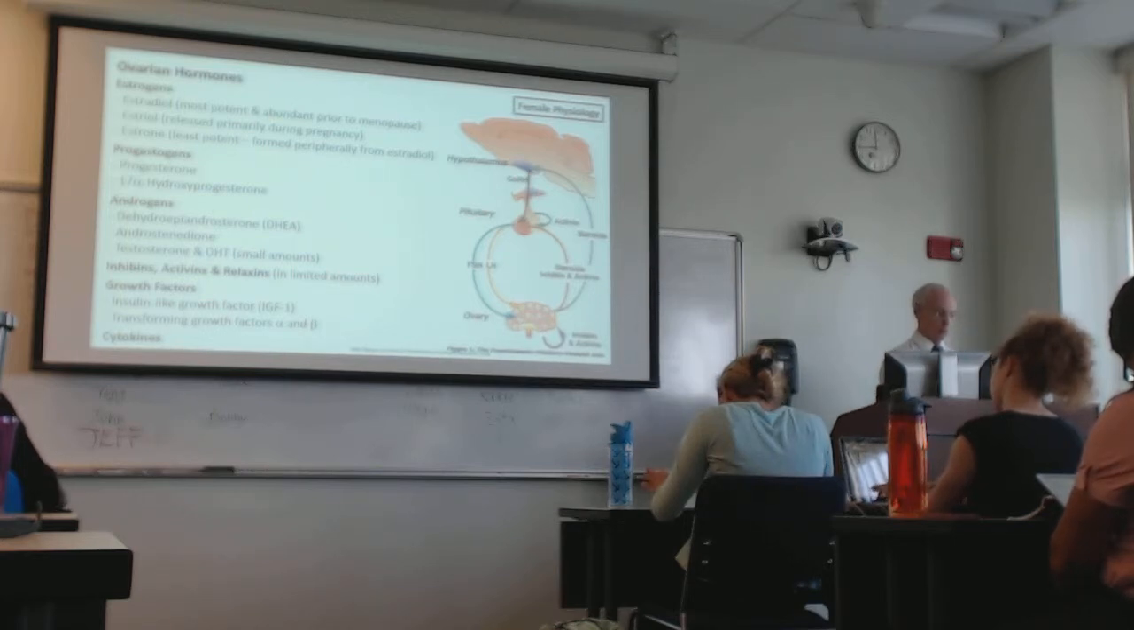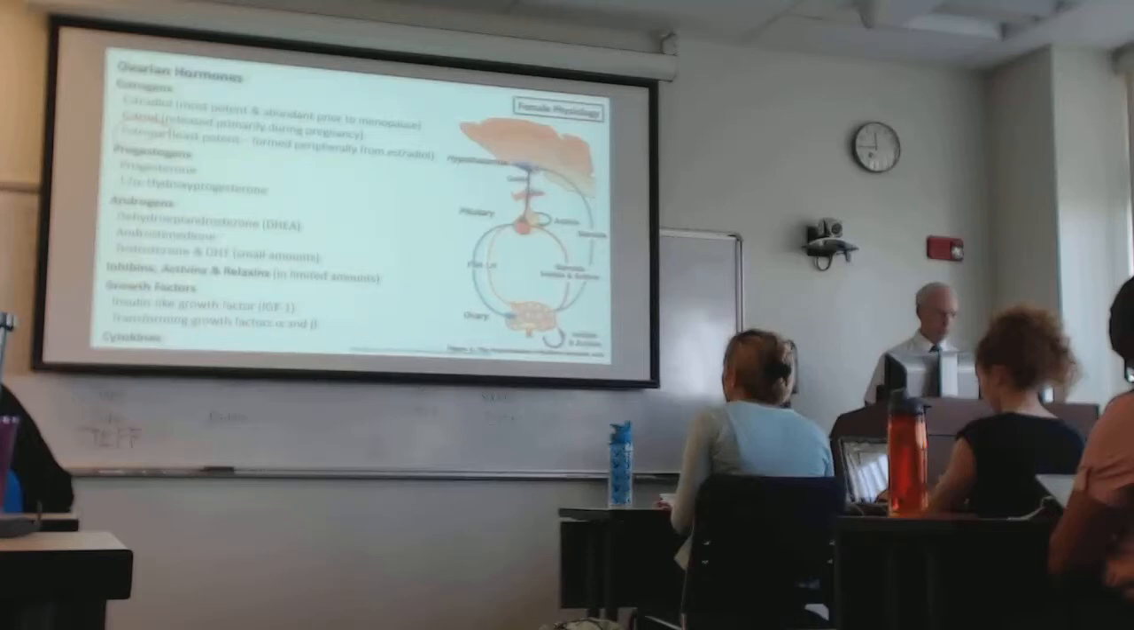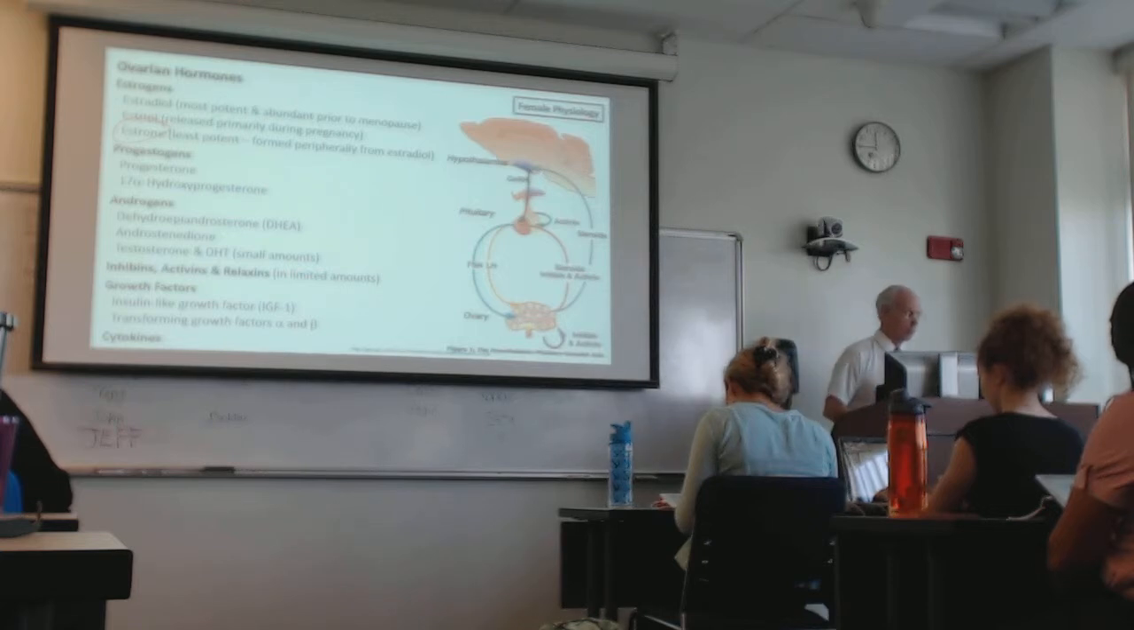Estriol levels, another variant of estrogen, increase chiefly during pregnancy, and then estrone tends to peak in the postmenopausal woman, and it's the least potent. There are a number of reasons why that occurs. It has to do with changing fat tissue levels and so on.